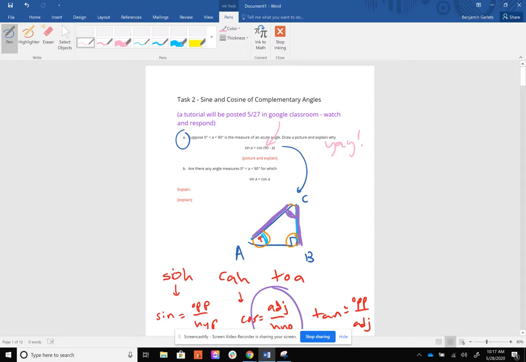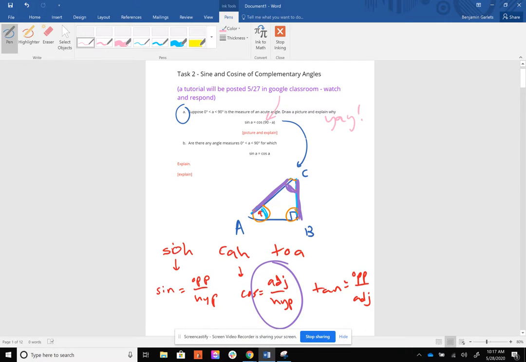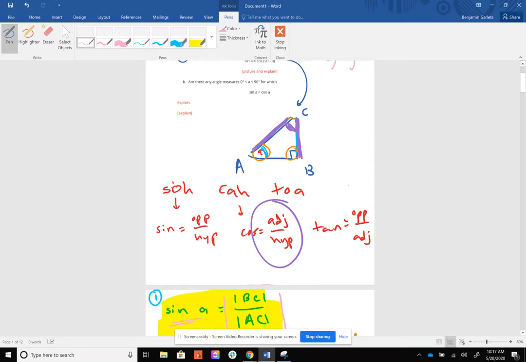All right, so now we're going to work through this next one. This next one isn't too crazy. Part B, are there any angle measures such that 0 degrees is less than A is less than 90 degrees, looking for another acute angle, such that sine of A is equal to cosine of A. And this is just working with the ratios.